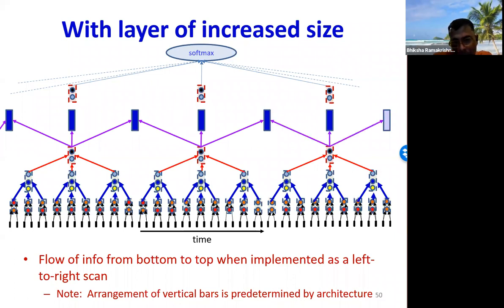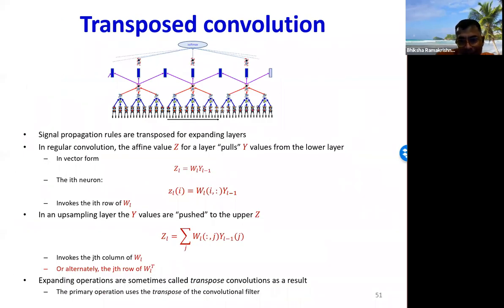As a result, there's a change in the manner in which values are computed when compared to regular downsampling layers. In a regular convolution where you maintain the size or you downsample, we compute a bar fully from all of its inputs before continuing to the next bar, fully from all of its inputs, right?